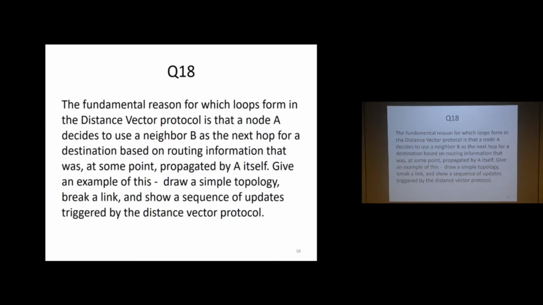Give an example of this: draw a simple topology, break a link, and show a sequence of updates triggered by the distance vector protocol. So this is something I've already done for you. I want you to do it. Okay? There's something to be said for starting with a clean sheet of paper and drawing it yourself.